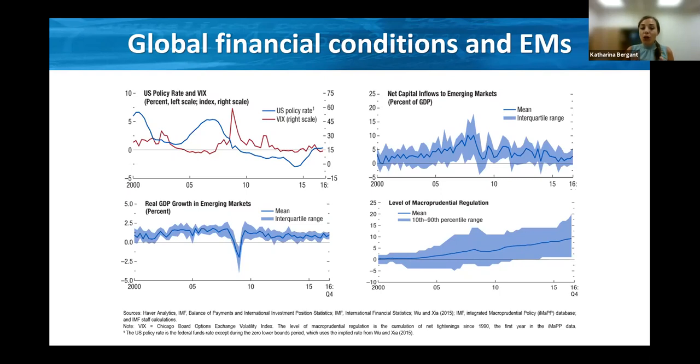So again, we're not looking at how GDP changes when macroprudential regulation changes. There we see an obvious endogeneity problem. However, we look at how GDP changes when a global financial shock hits, given that there's a certain level of macroprudential regulation in place.